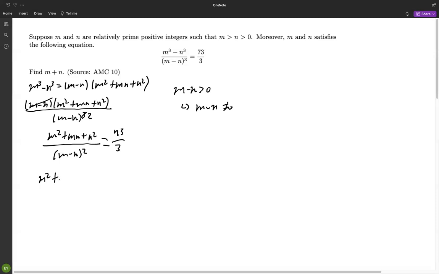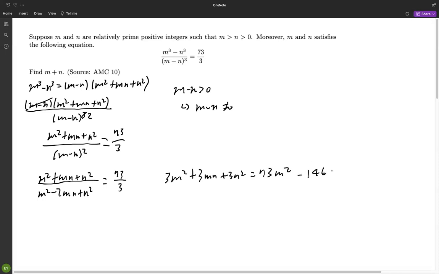So we have 2mn plus n squared equals 73 over 3. So let's cross multiply. We have 3m squared plus 3mn plus 3n squared equals 73m squared plus 146 n squared. And let's rearrange our terms here. So we have 70m squared minus 149mn plus 70n squared equals 0.